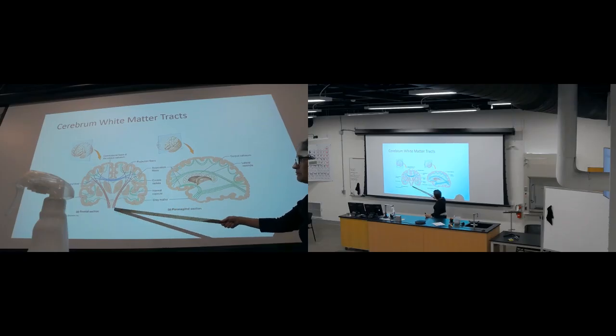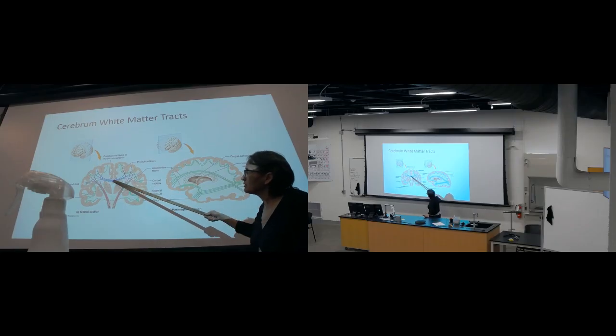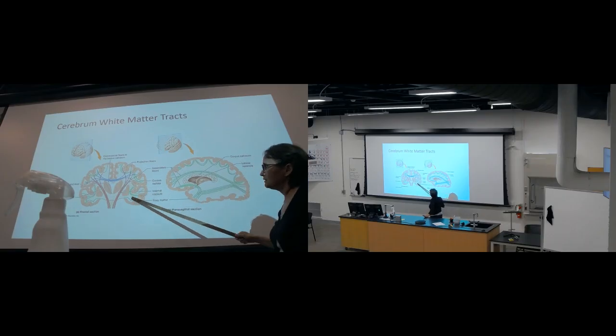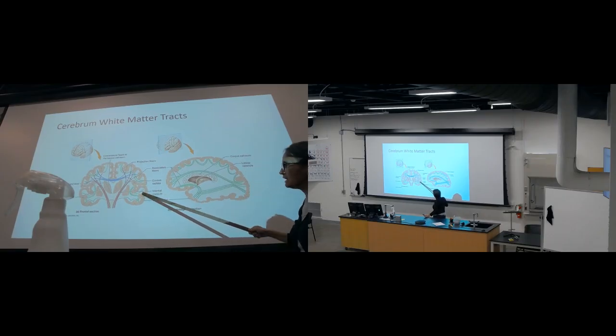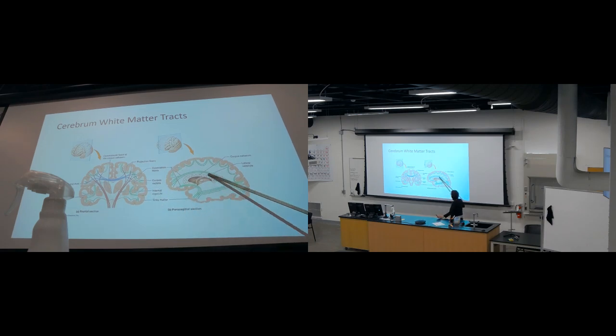This is part of what we call the pyramidal system, the one that controls our muscles. And then we have the corpus callosum that connects the right and the left hemisphere. And then we have tiny fibers, association fibers, in the same side of the brain. And then you can see here these association fibers.